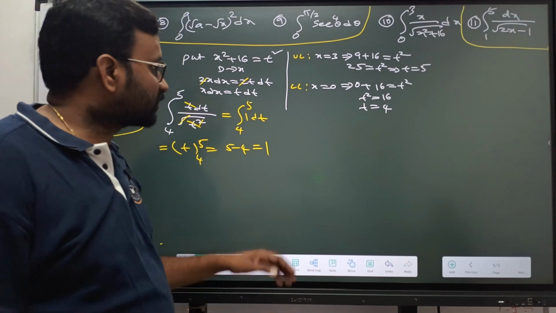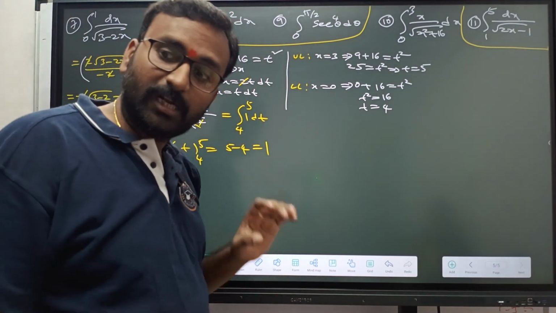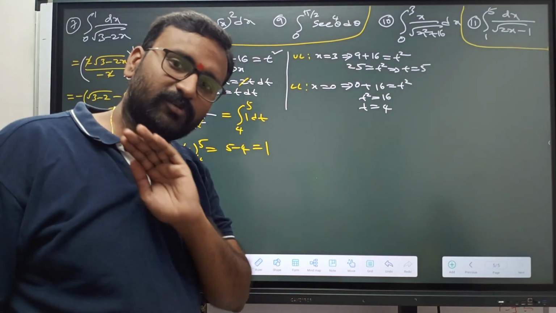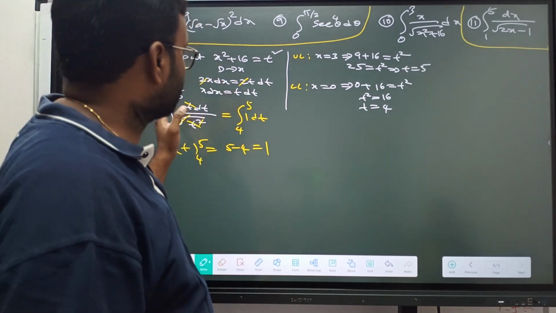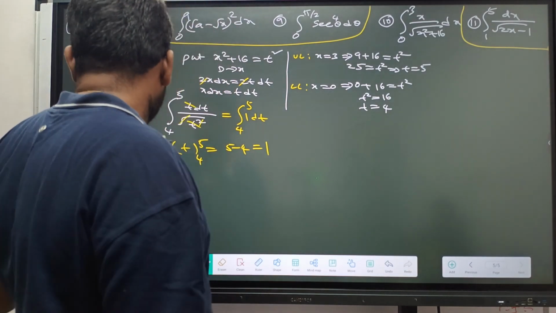So substitution method. For substitution method, we have to change what? Limits also, upper and lower limits also we should change. Otherwise, we will not get the solution. Understand? So these are also important questions.